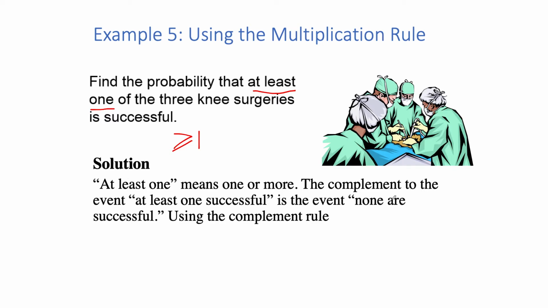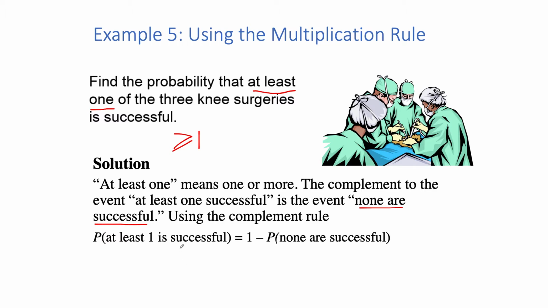The complement, or the not, or the opposite of at least one is successful is that none are successful. Right? The opposite of at least one is none, right? If you're saying greater than or equal to one, that means the opposite of it is none. So I'm asking the question, what is the probability that none of them are successful, right? So you can use the complement rule, right? We already talked about it last class.